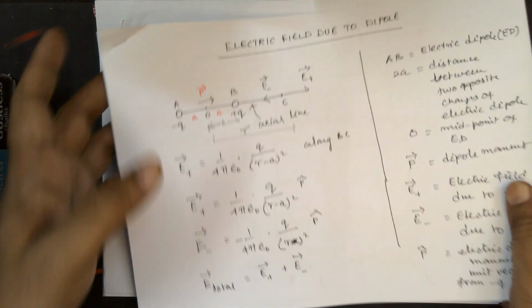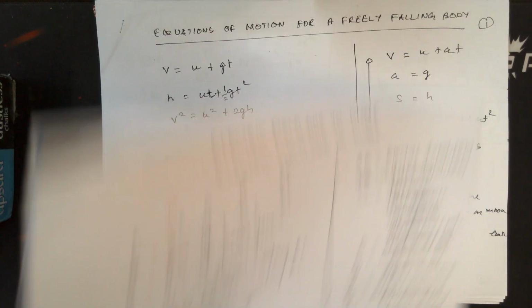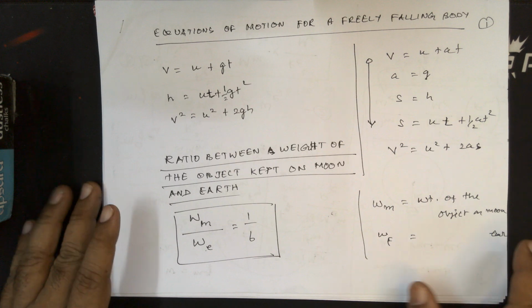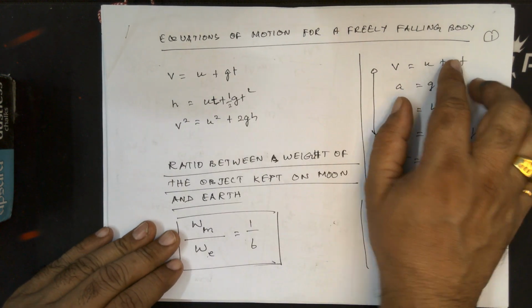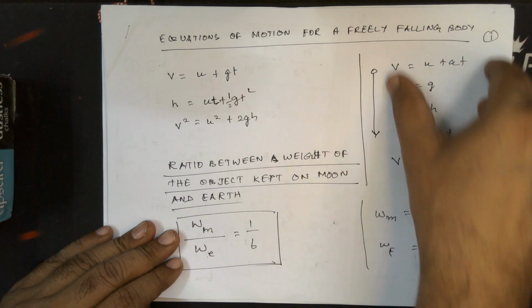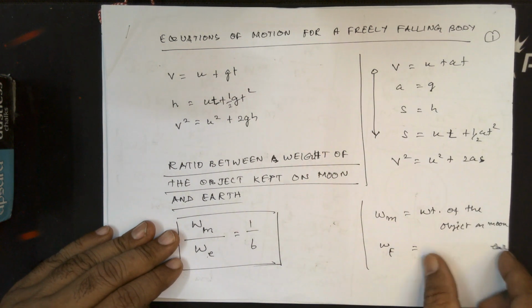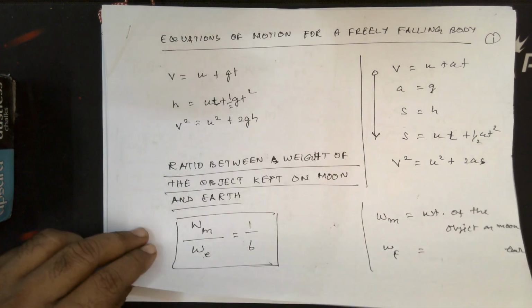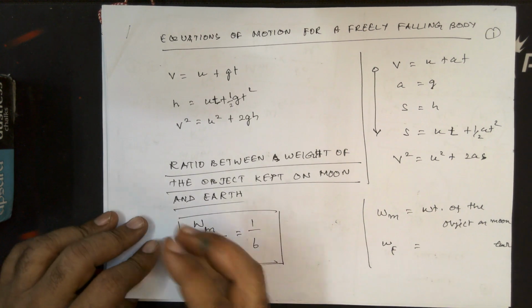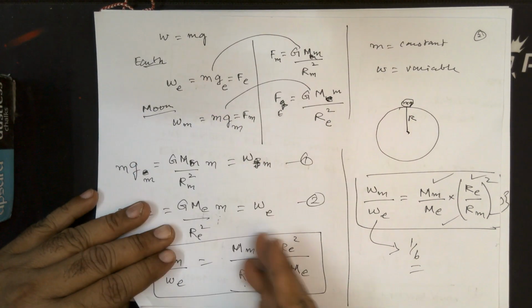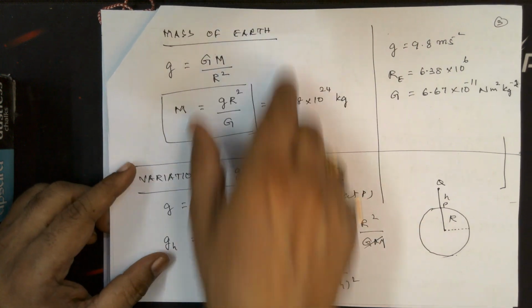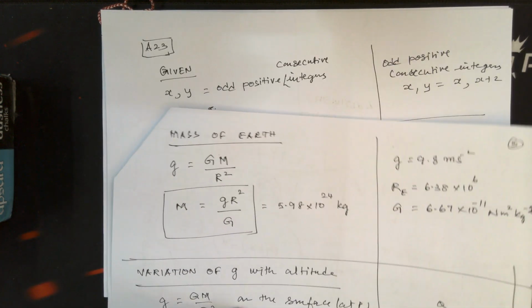This is as far as physics is concerned, and this is another one where I am explaining the equations of motion for a freely falling body. I have given the diagram here and the required basic equations. Then the main derivations are in this visual area. Here these are the derivations and these are the side points. Okay. So likewise you can proceed.